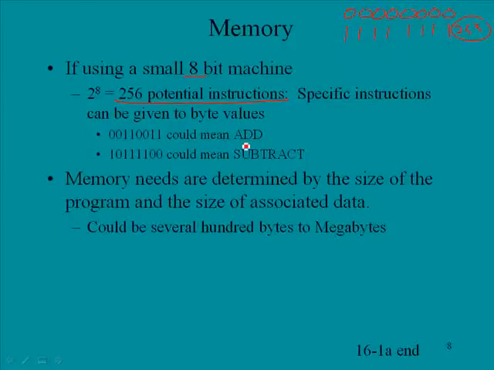And here we have a couple of examples of potential instructions. Here we have 0011, 0011. This could mean add, and this value here could mean subtract, but we're giving these specific binary values. They're attaching a command to those so that the computer knows that when this specific binary value is executed, it's giving an instruction to do a specific task. Memory needs are determined by the size of the program and the size of the associated data, and it could be several hundred bytes to many megabytes.